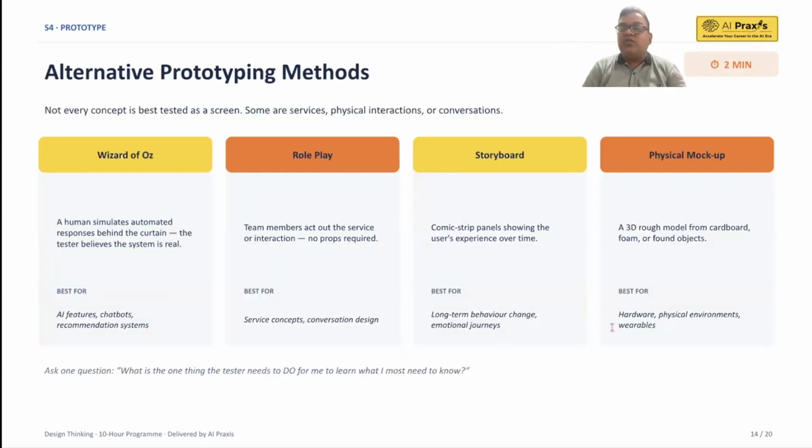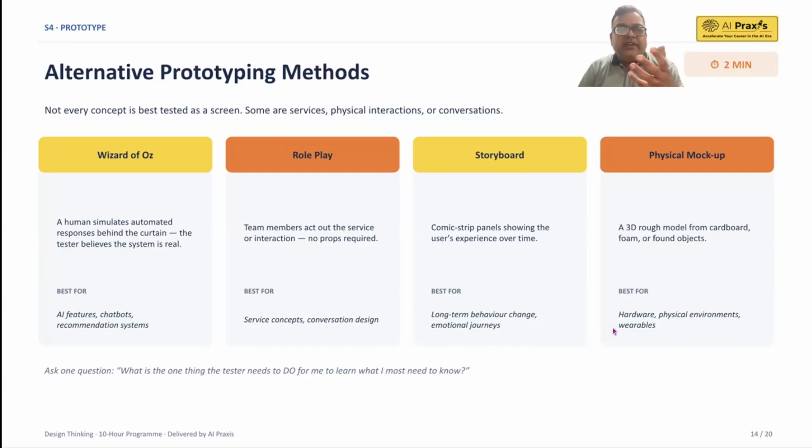Okay. So far we have built a screen-based prototype. Now, here is something very important. Not every solution should be prototyped as an app or a website. I'm sure you will agree with this. Some ideas are services. I gave you one example. Some involve conversations. Others are physical products. In those cases, different prototyping methods are there. Okay. The first is Wizard of Oz, right?